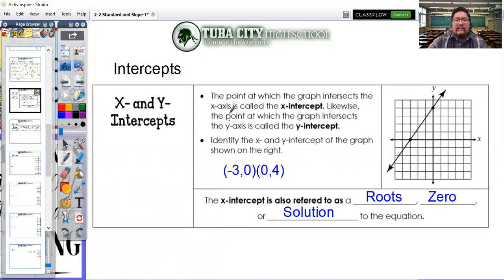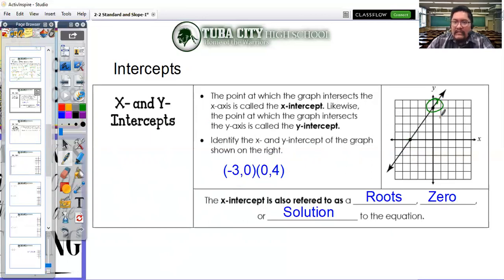Let's go ahead and read this. The point at which a graph intersects the x-axis is called the x-intercept. So even with that last one, remember I said that we look at the x-axis. See where it crosses. Our first one crosses right here at, looking at the ordered pair, the coordinate -3 and 0, which I have right there. So the first one is -3, 0.